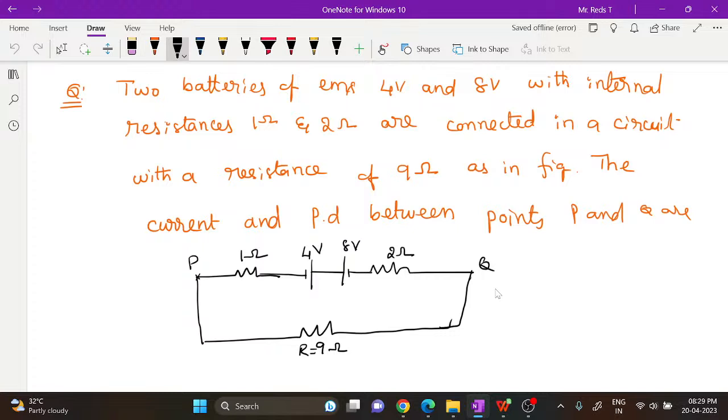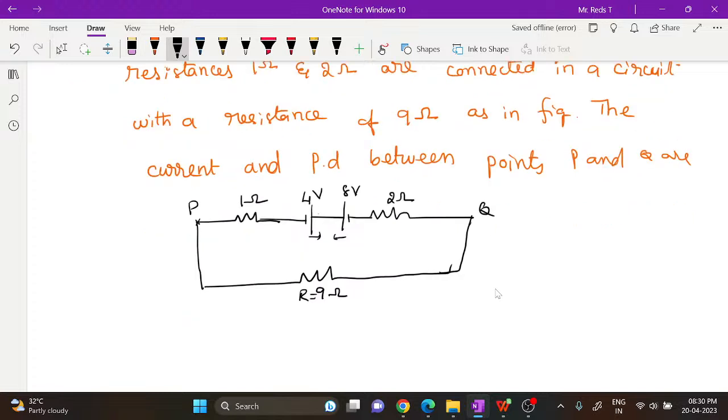Replace these two cells with a single cell by using the combination of cells concept. How are these cells connected? They're connected in series, but either in a supporting manner or an opposing manner. To understand that, the first cell is giving current towards the right, and the second cell is giving current towards the left. So they are connected in opposing manner. So the effective EMF of these two is the difference between the EMFs, and we can replace it. That is one way of doing it. But now here, how to find current and potential difference by using Kirchhoff's laws.